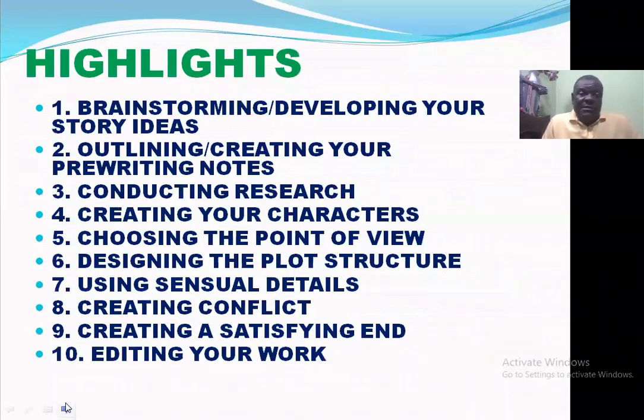The first step is what we call the brainstorming stage, the stage for developing your story ideas. Number two, we have outlining, or the stage of creating your pre-writing notes. The third one is conducting research. The fourth is creating your characters. Number five, choosing the point of view. Six, designing the plot structure. Seven, using sensual details. Eight, creating conflict. Nine, creating a satisfying end. And 10, editing your work. So let's look at this process step by step.